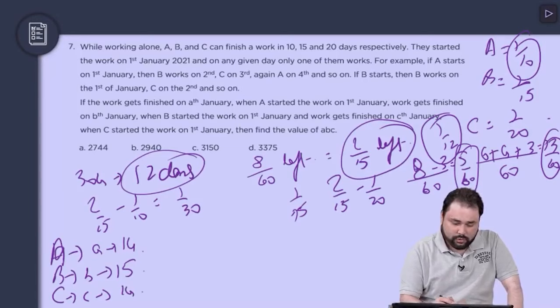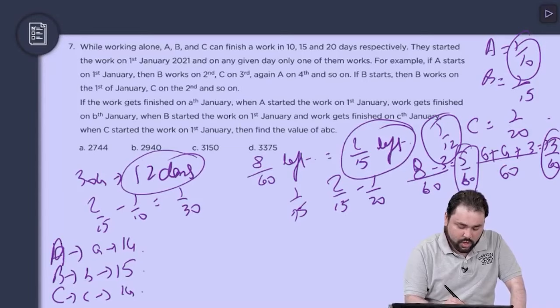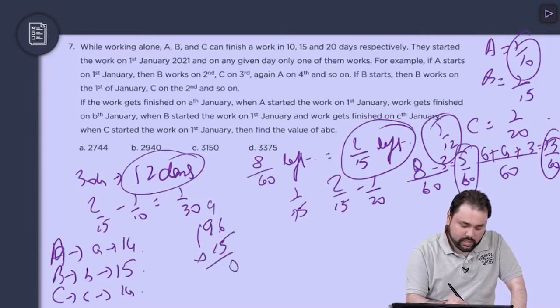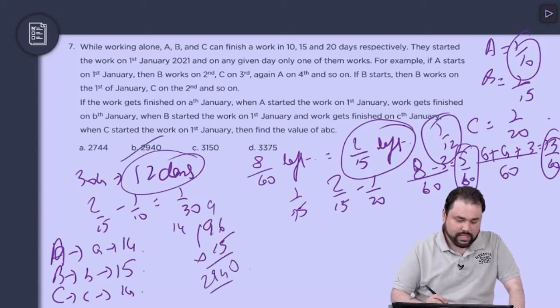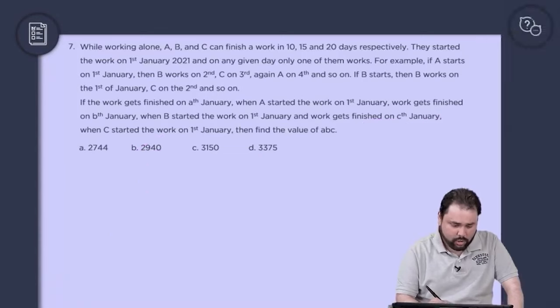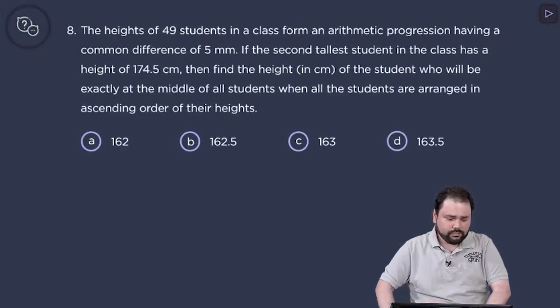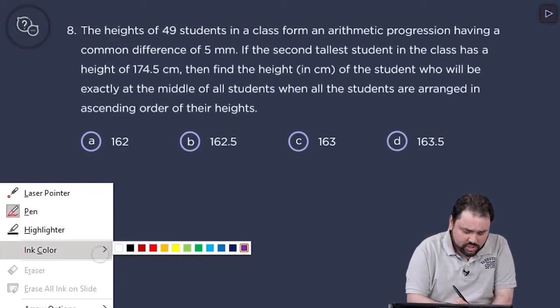So 14, 15, 14. What was the question? Find the value ABC. 14 into 15 into 14. 14, 14, the 196 into 15. That is 2940, option B. That's the answer. Okay, this was slightly long, but okay. Okay, back to changing the color.